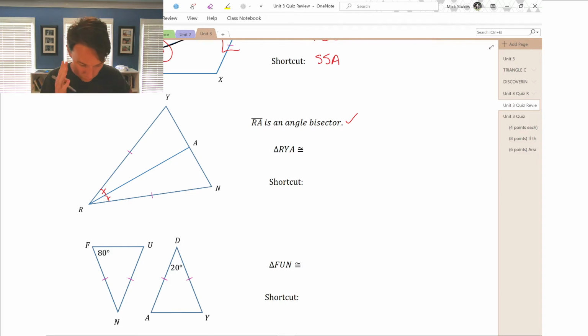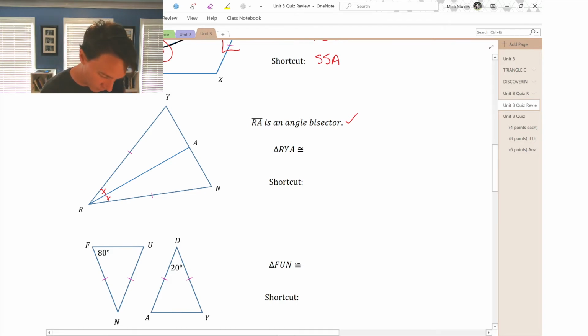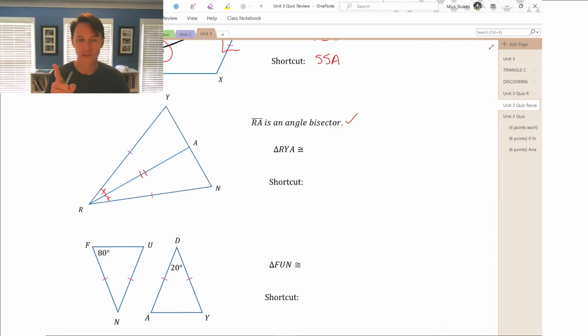Well, now look, I actually don't need any more information, because the reflexive property tells me RA shows up in both triangles. And now if I look, I've got a side, an angle, and a side, just like I had before, but this time the angle is included. It touches both of the sides that are congruent. And so now that's side, angle, side, and that is one that works.